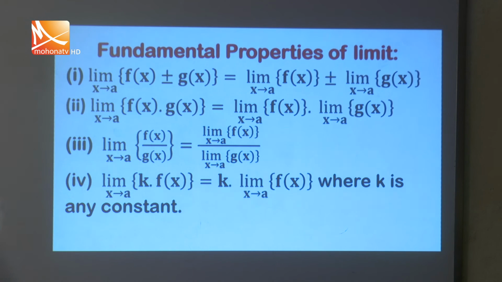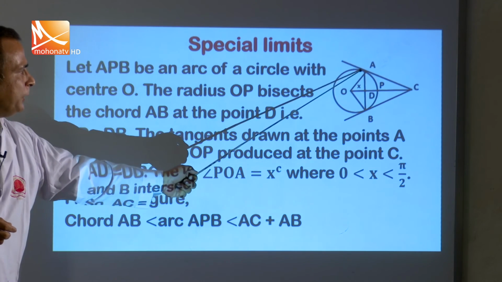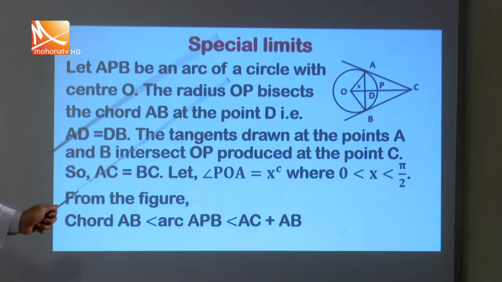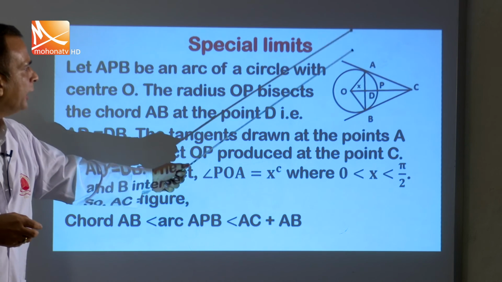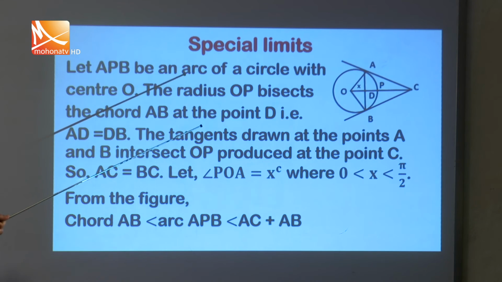Okay. Now we are going to see some special limits. Dear student, let us explain this with the help of a diagram. Let APB be an arc of a circle with center O.